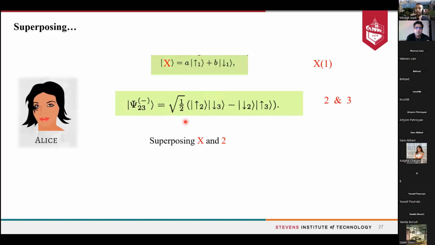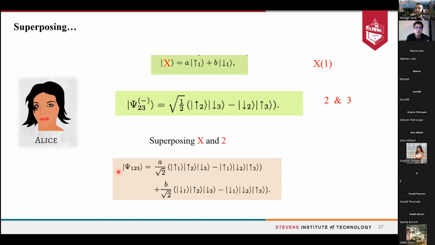Alice has to superpose photon X and 2. It means she should have this state here. Maybe this equation seems a little bit tough, but if you look at it, it can be very simple. Just don't care about this coefficient here because this is just a probability coefficient. It's a superposition of 4 possible situations. This is the first one. This is the second one. This is the third one. And this is the last one. It means if you do the measurement on this joint state here, after the measurement, you're going to find the whole system in one of these 4 possible situations.